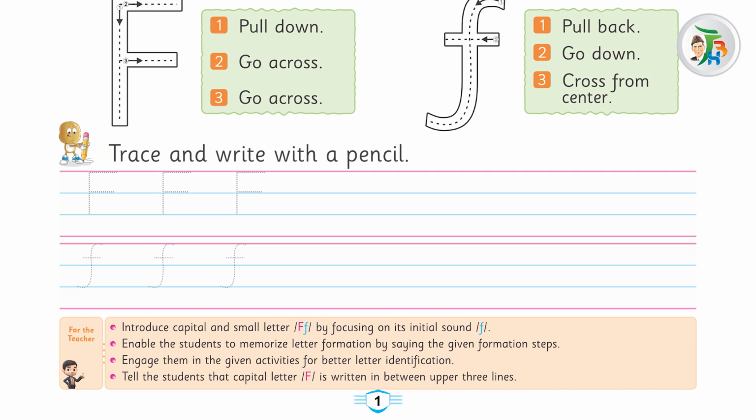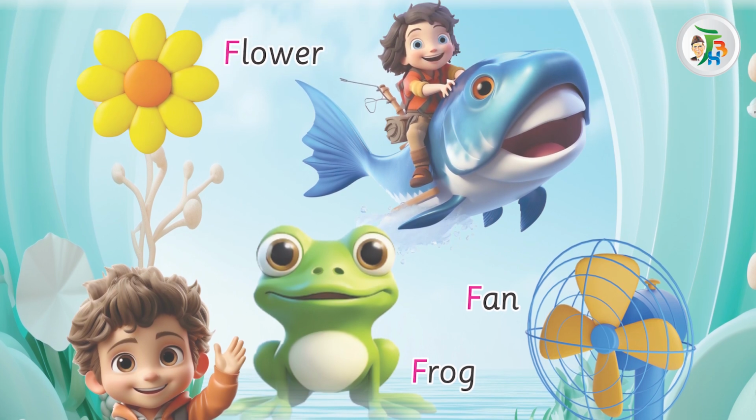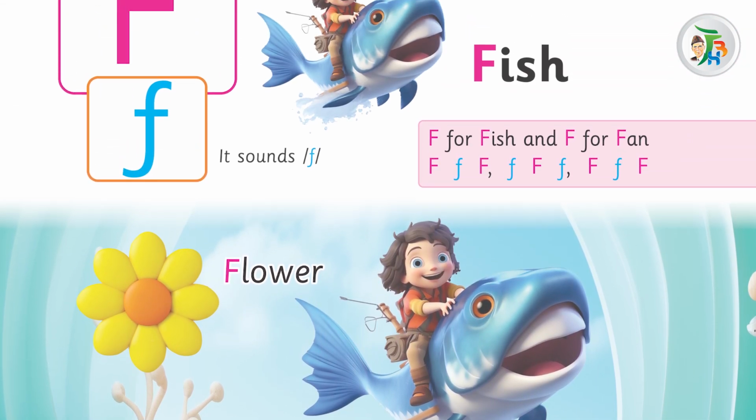Next exercise is trace and write with the pencil. अब आपने pencil से letter F को trace करना है, दोनों letter F capital and small, उसके बाद इसको खुद से लिखने की try करनी है. I hope dear students आपको letter F की recognition हो चुकी होगी. आप उसको लिख सकते हैं, उसका sound बता सकते हैं.